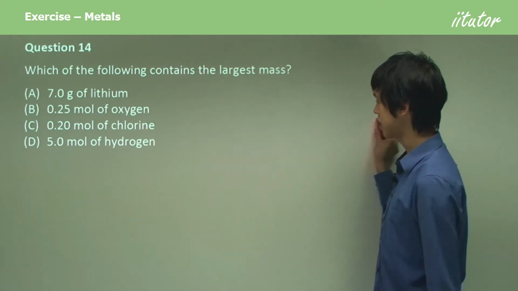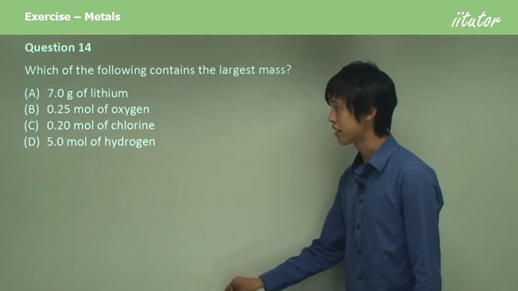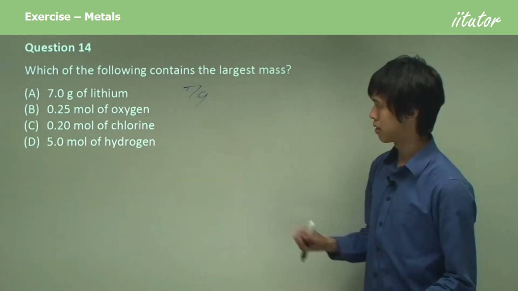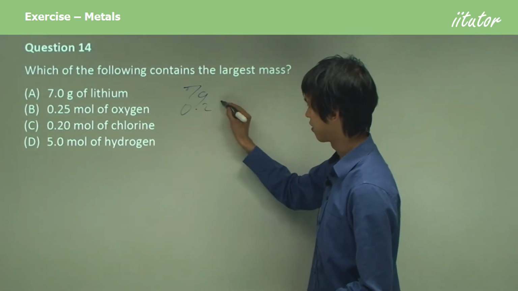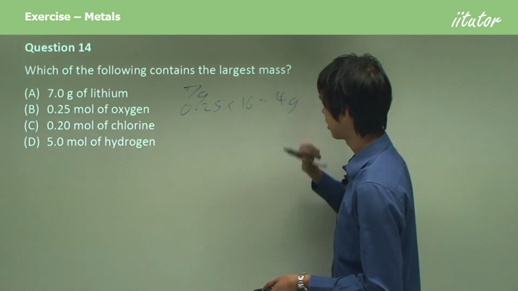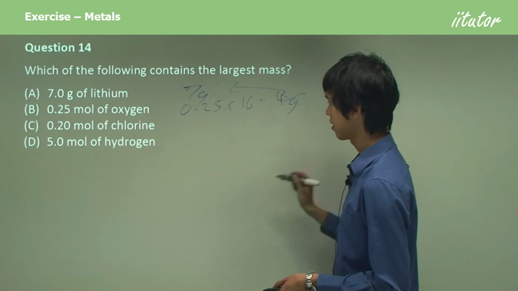Which of the following contains the largest mass? Okay, so the way to work this out would just be to convert these number of moles into grams. 0.25 moles of oxygen, so that's 0.25 times about 16, which is 4 grams. So it's less than this one, so it can't be this. That's wrong.